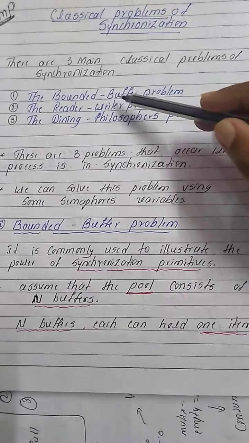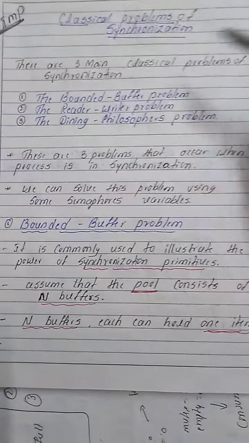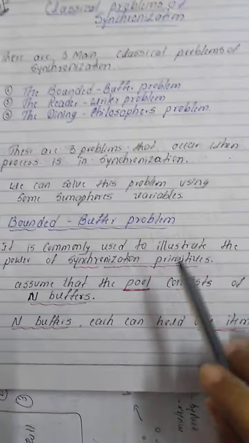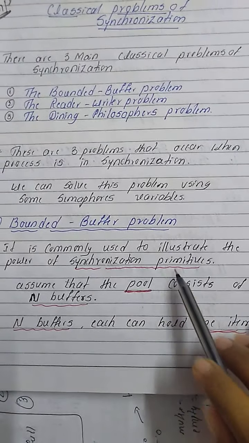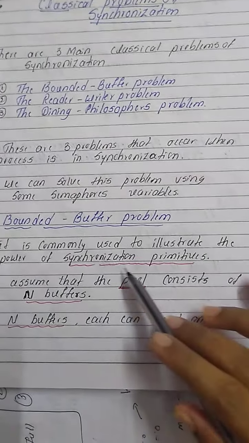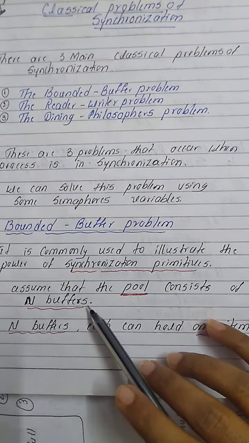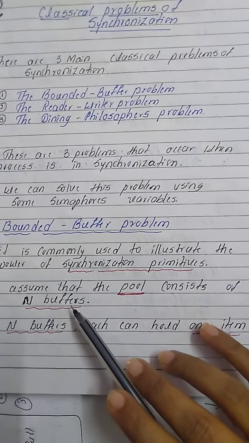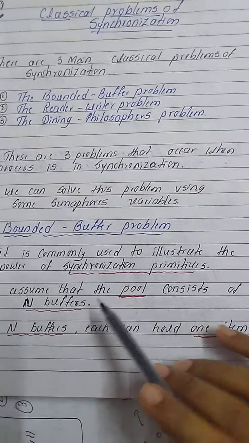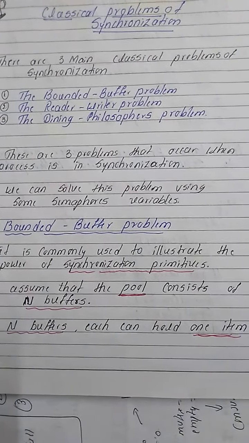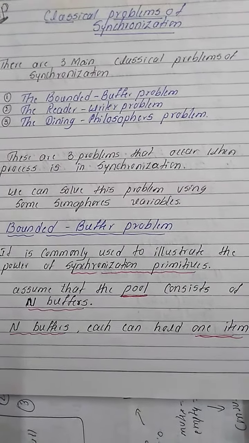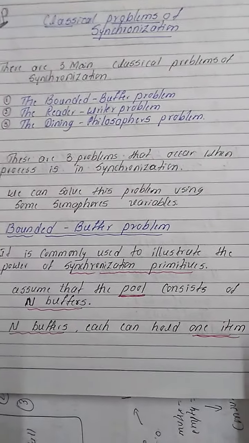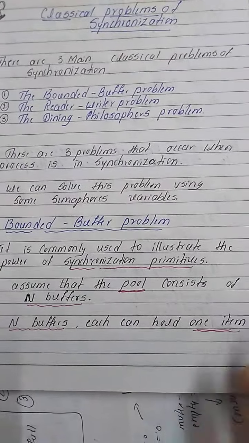First I'll take the bounded buffer problem. What is this bounded buffer problem? This is commonly used to illustrate the power of synchronization primitives. The bounded buffer contains a pool of n buffers. A buffer is used to store an item, and each buffer holds a single item.